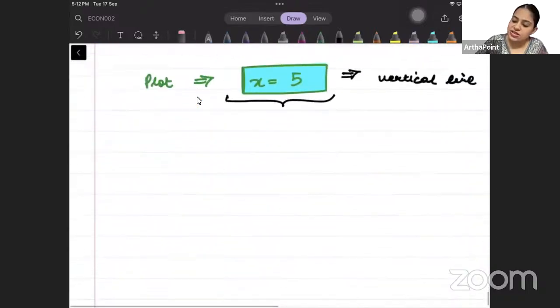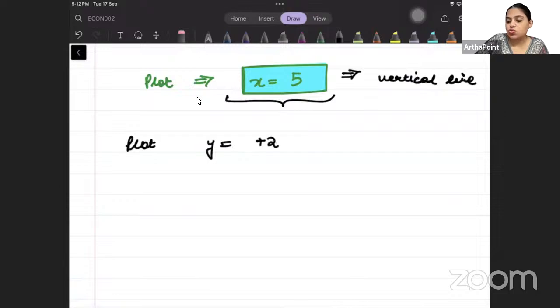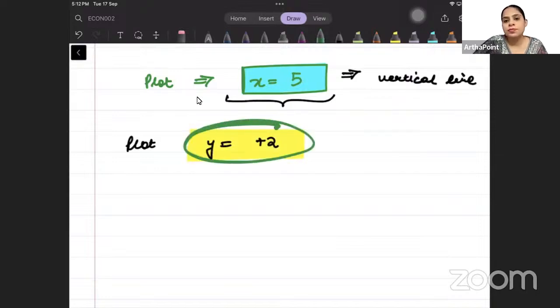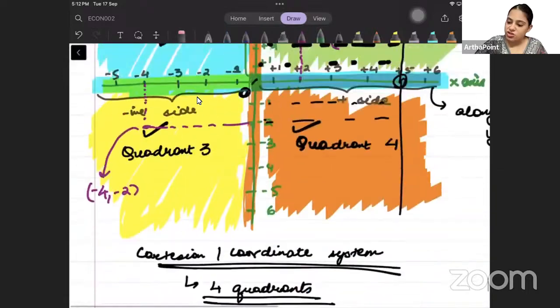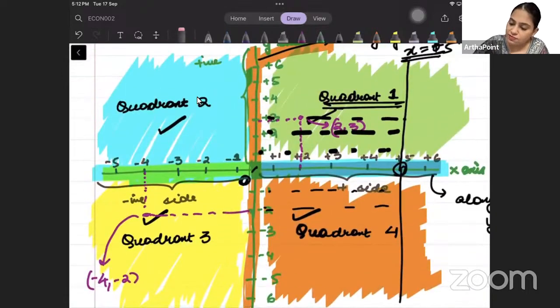ऐसे ही suppose someone says plot y is equal to +2 and x is not given to you. आपको x नहीं दिया. यही इक्वेशन है सर. Only this much is the equation, y is equal to 2. तो x कुछ भी हो सकता है. x can be anything. No value of x has been given to you. So then I will go ahead and I will just take a line from y is equal to 2.